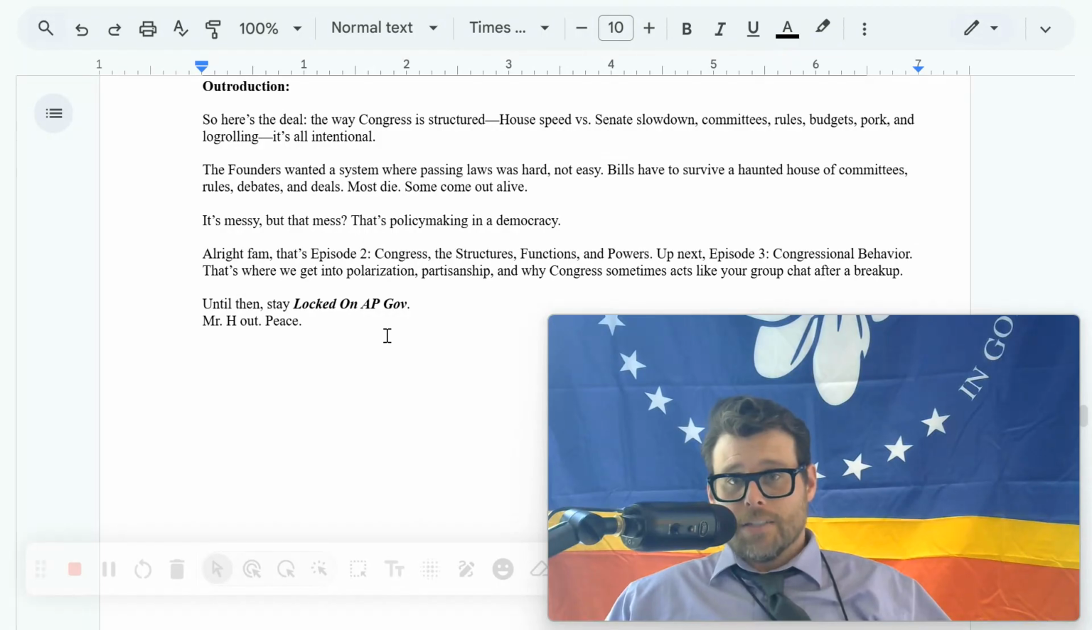Okay, so a system where passing laws was hard, not easy. They felt like if it was harder, only the best, most important bills would get passed through.